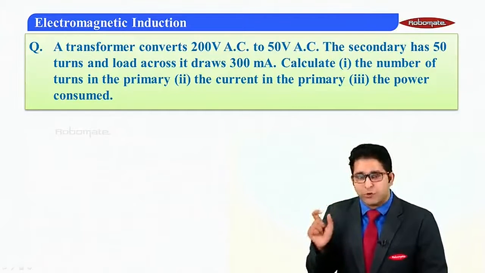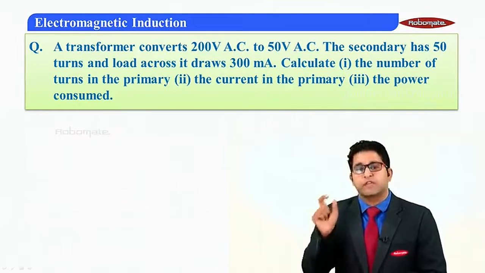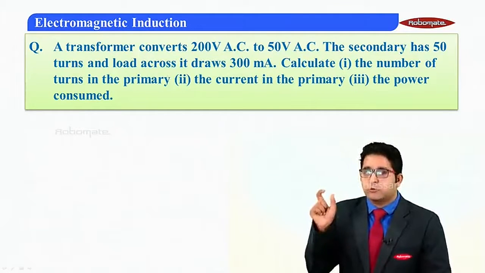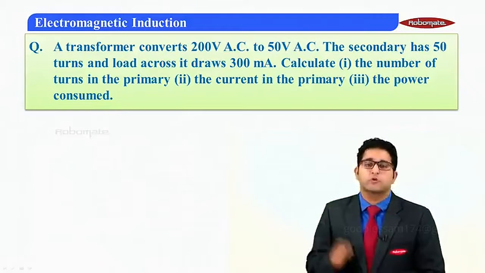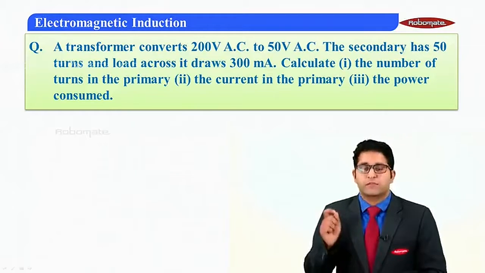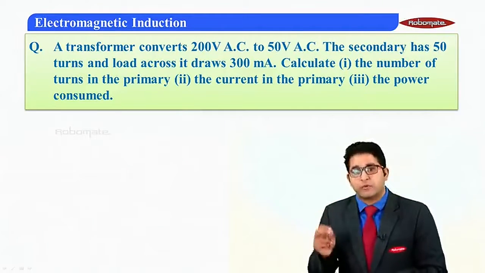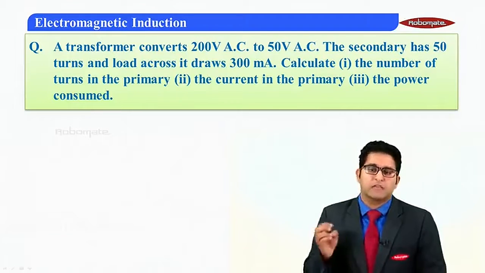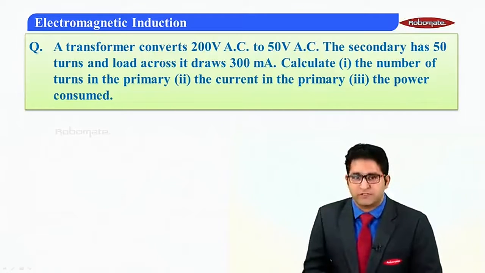Now students, when I say load, then this particular statement is simply related to secondary coil, and the current through load, that means current in the secondary coil, is nothing but equal to 300 milliampere. What we are supposed to calculate? Number one, we are supposed to calculate the number of turns in primary. Secondly, current in primary, and lastly the power which is consumed in this particular situation.